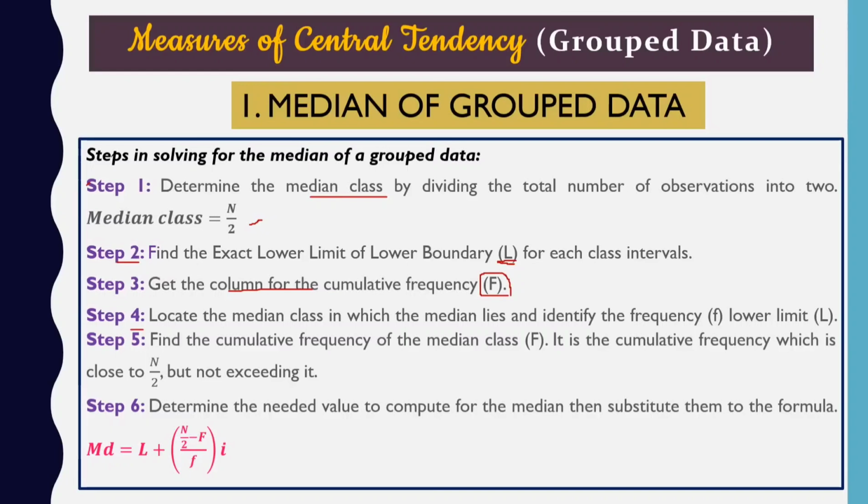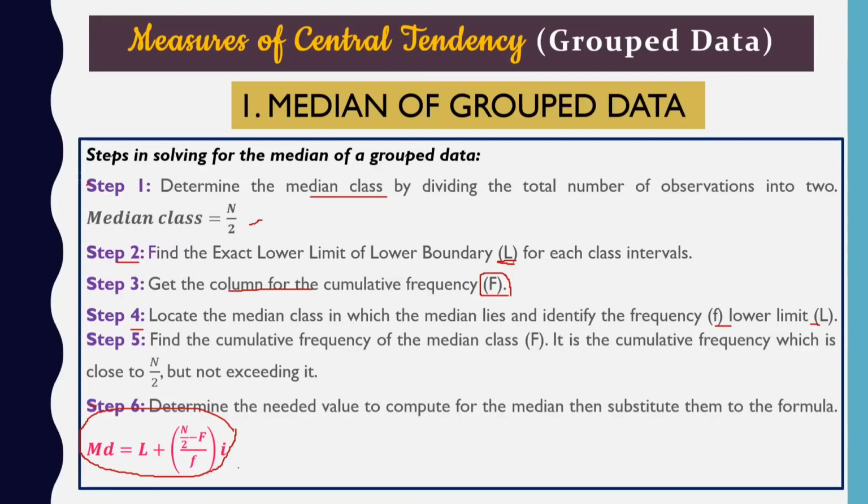Step 4, locate the median class in which the median lies and identify the frequency and lower limit. Step 5, we find the cumulative frequency of the median class. It is the cumulative frequency which is close to n over 2 but not exceeding it. And step 6, we determine the value of the median by substituting the values that we have identified from steps 1, 2, 3, 4, and 5 to our formula.